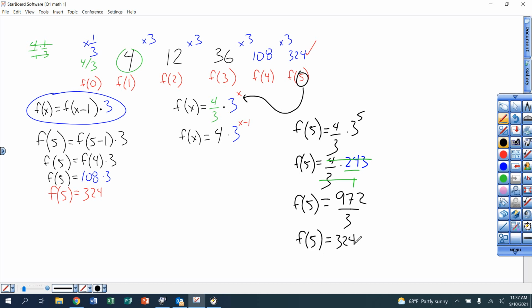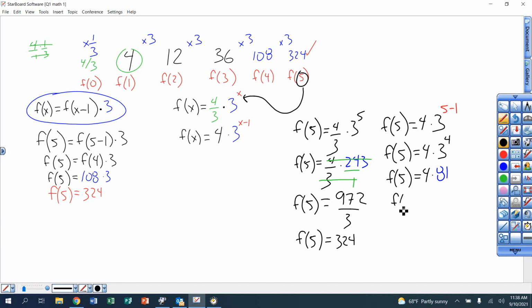If I use the first term instead, it will give me the same answer. I got 4 times 3 to the 5 minus 1 power. F of 5 is 4 times 3 to the 4th. 3 raised to the 4th power is 81, so this becomes 4 times 81, and that gives me the 324 answer.